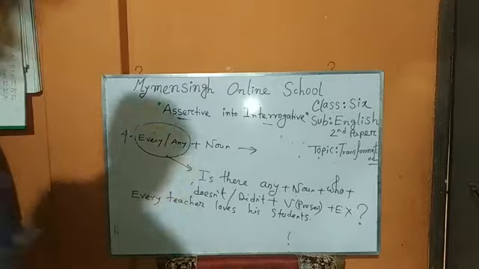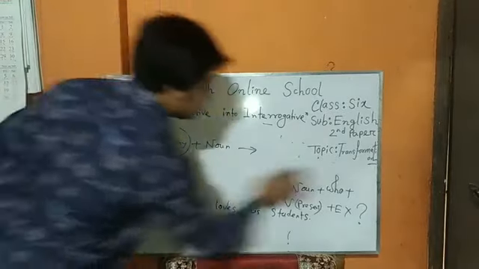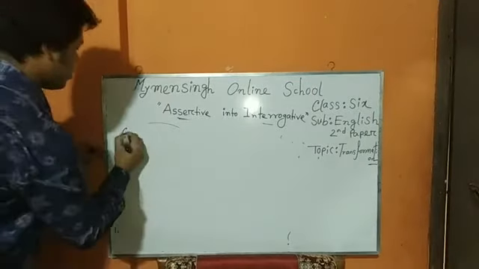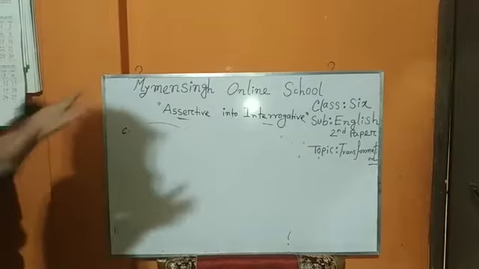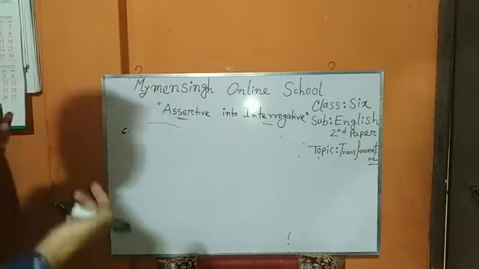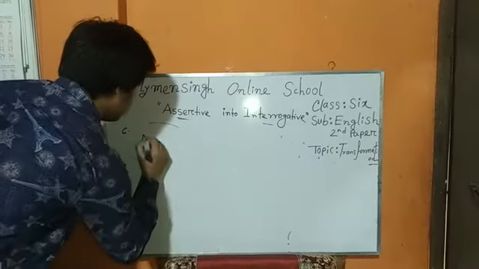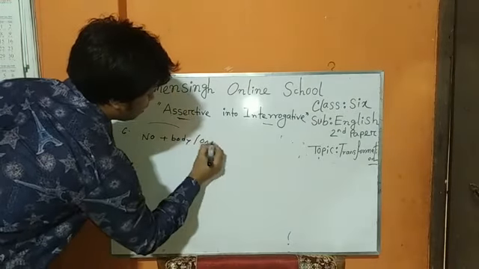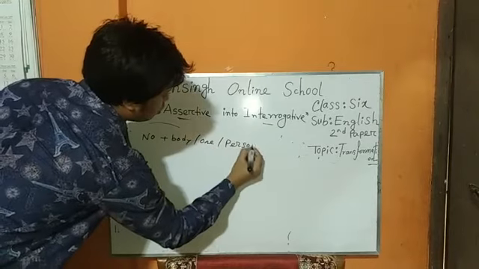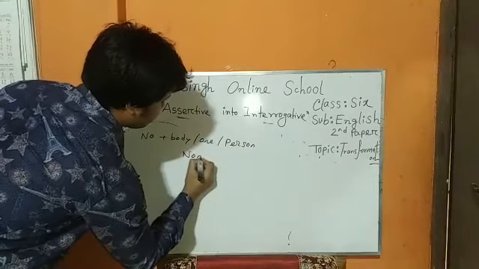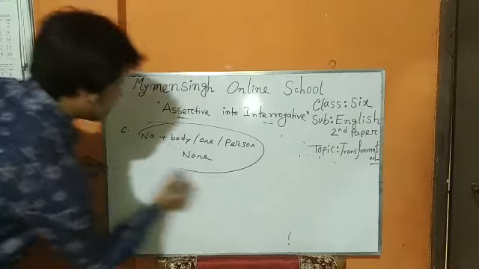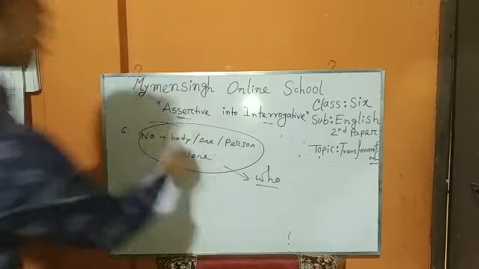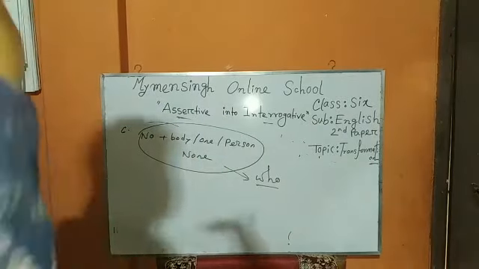Okay, now we are going to another topic. If we find nobody, no one, no person, or none, then what will be? Nobody, no one, person, or none, then we have to replace this word by who. Just this word will be replaced by who, and the other words will remain.